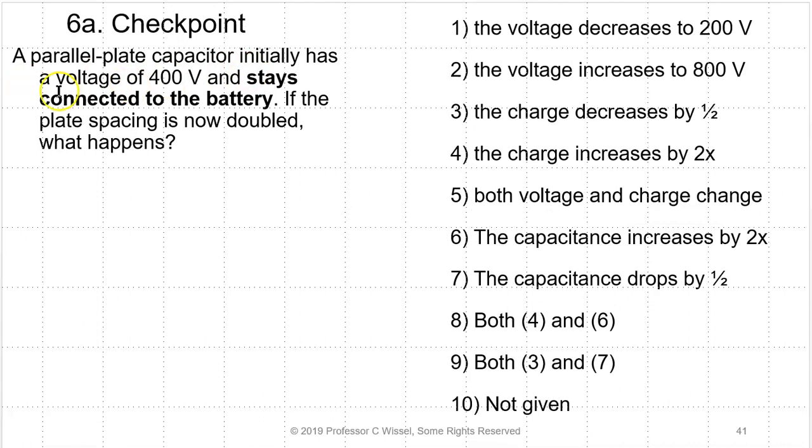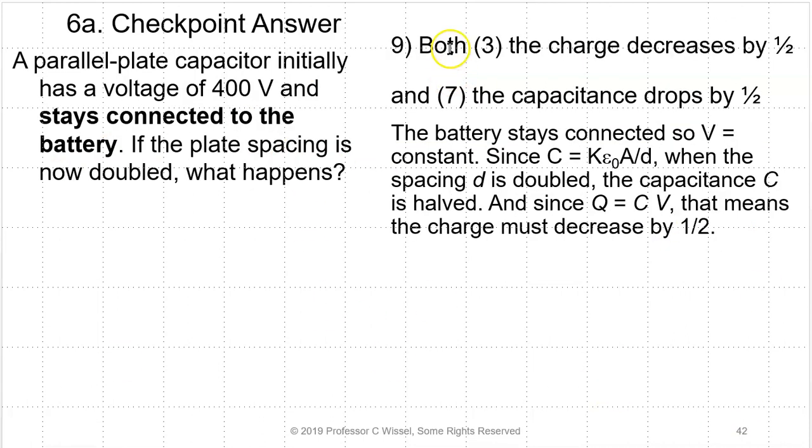A parallel plate capacitor initially has a voltage of 400 volts and stays connected to a battery. If the plate spacing is now doubled, what happens? Here's possibly another trick question. Okay, both 3, the charge decreases by 1/2, and 7, the capacitance drops by 1/2. The battery stays connected, so V equals constant. Since C equals kappa epsilon naught A over D, when the spacing D is doubled, the capacitance C is halved. Since Q equals C times V, that means the charge must decrease by 1/2.